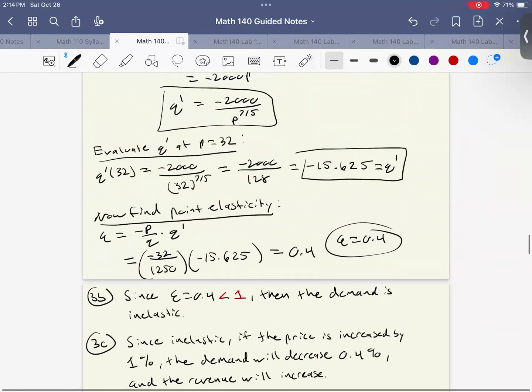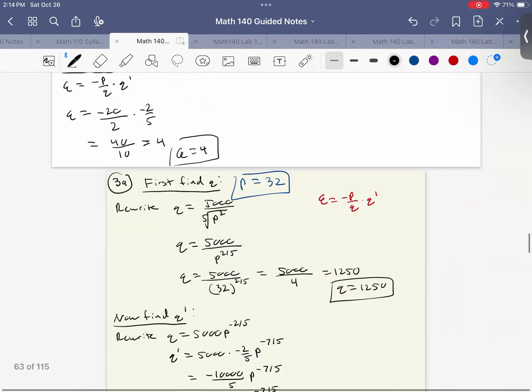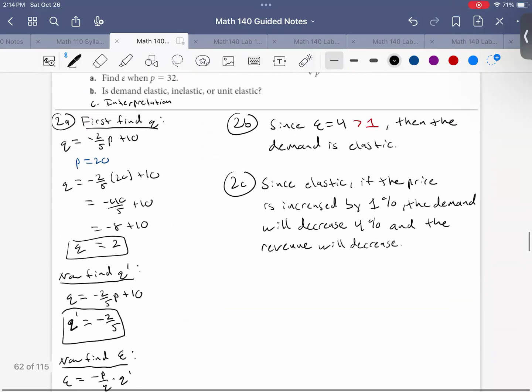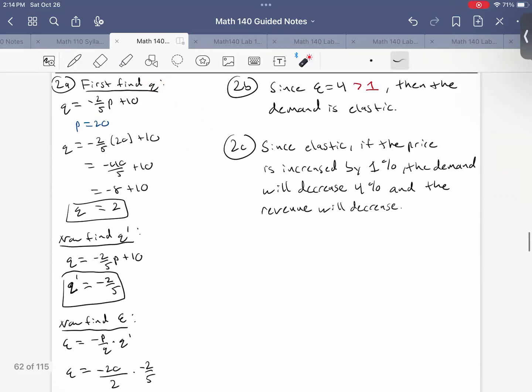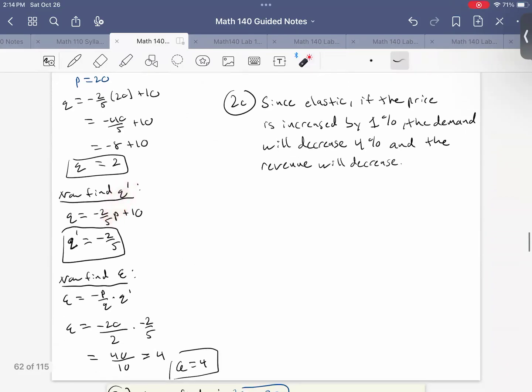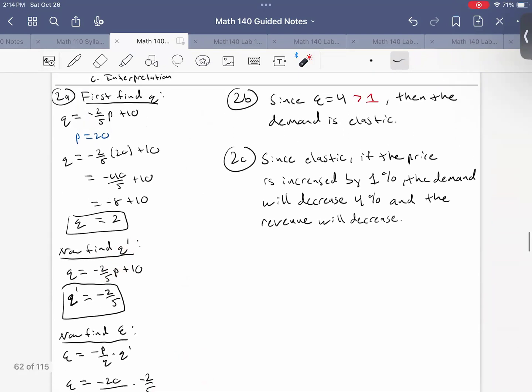But that's it for this video. Please take it step by step. It's always the same process. Find Q, take a derivative, find Q prime, plug it all in, determine if it's elastic, inelastic, or unit elastic, and some type of interpretation if you're asked. But this is just really what we're doing.